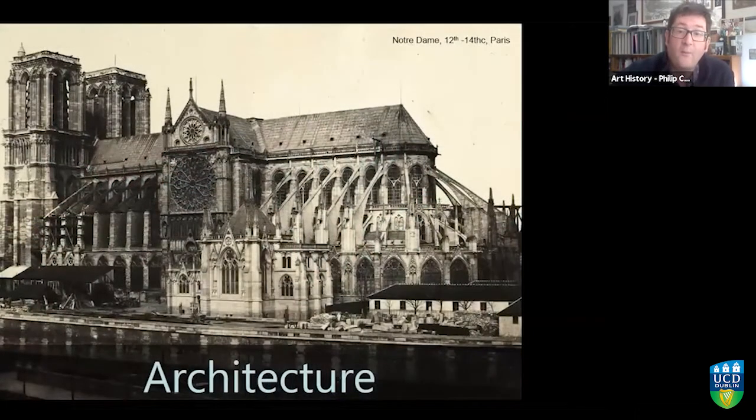And quite often, we're looking at the museum itself, or at least we're looking at the building and its style. We're looking at architecture. And here is a beautiful example of medieval architecture. This is Notre Dame in Paris. Not quite looking like that at the moment because it's under restoration after the recent fire. So those are the three main categories of the visual arts.